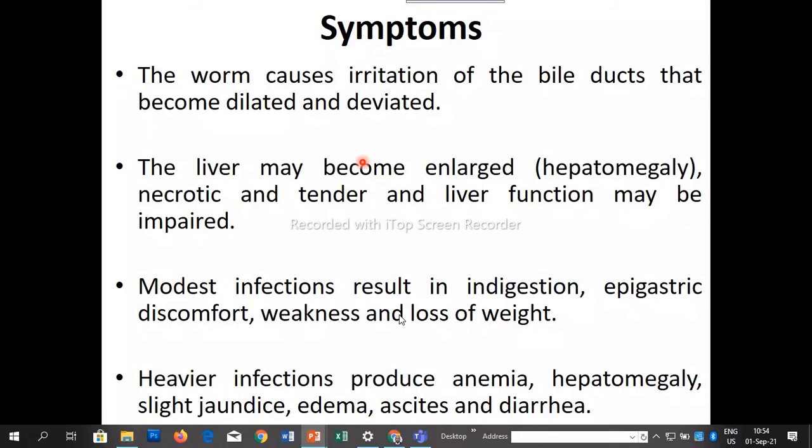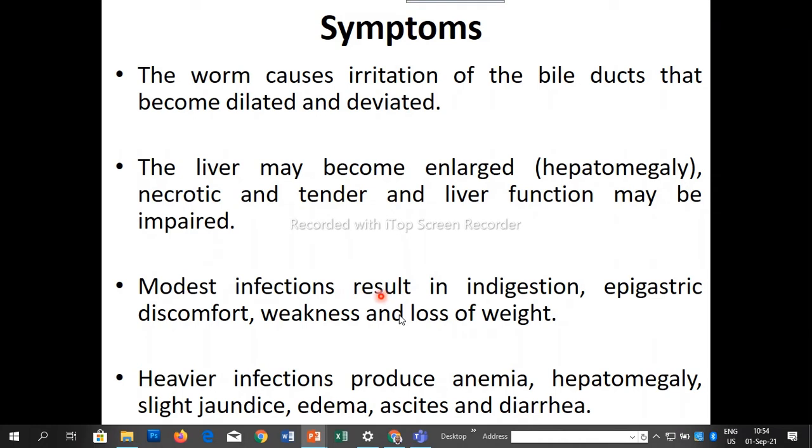The symptoms: the worm causes irritation of the bile duct, which becomes dilated and deviated. The liver may become enlarged (hepatomegaly), necrotic and tender, and liver function may be impaired.